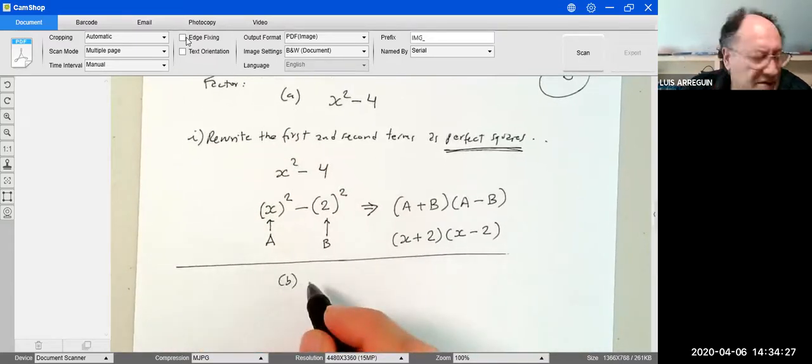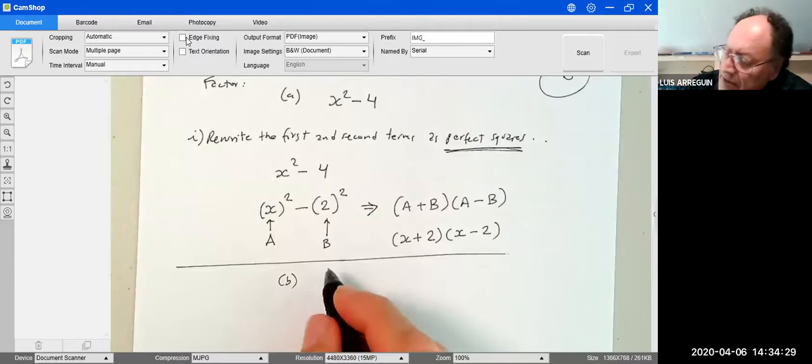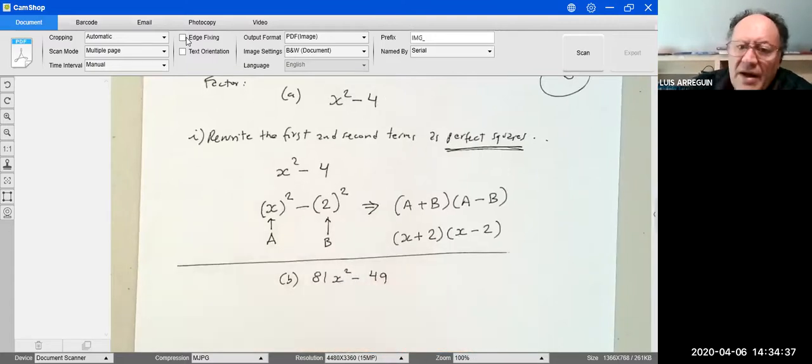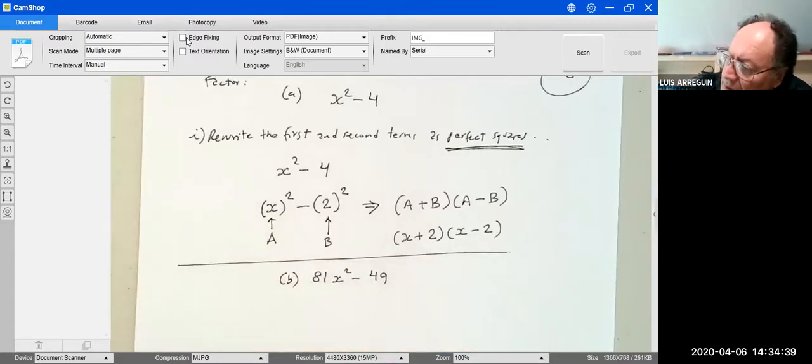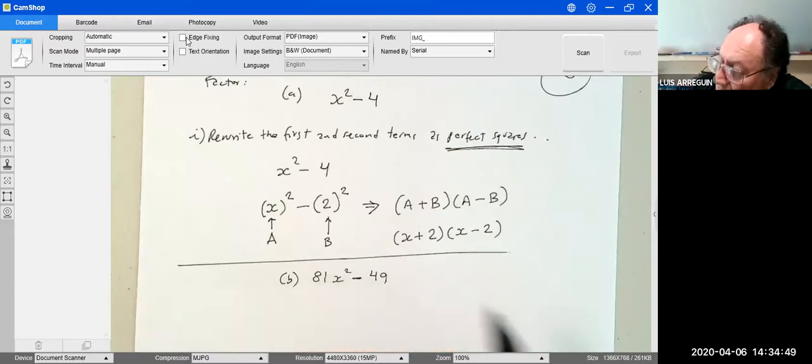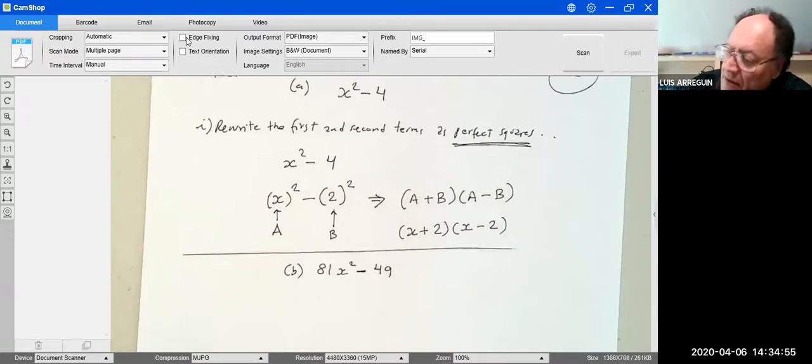Let's repeat the process. We're going to repeat this process many times in this section. So we have 81x squared minus 49. So that's my binomial. I need to determine whether these are perfect squares or not. But first, you need to check that you have the difference, because if you have the sum, then you cannot factor a sum of perfect squares. So I'm going to write this at the end, so don't forget that.